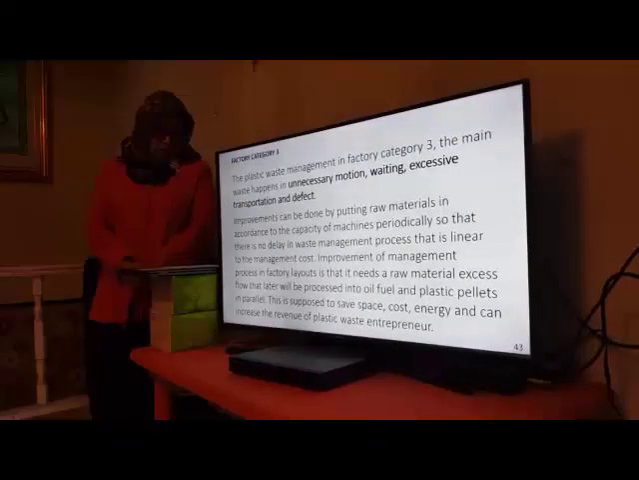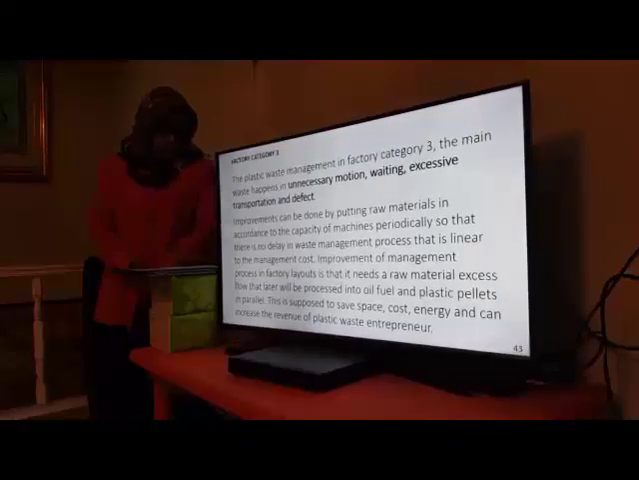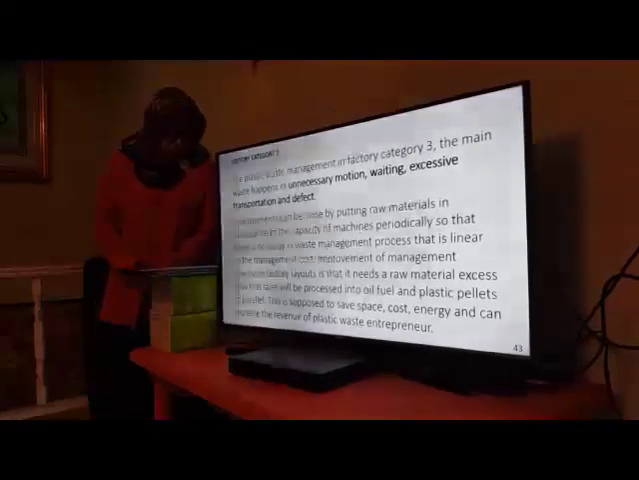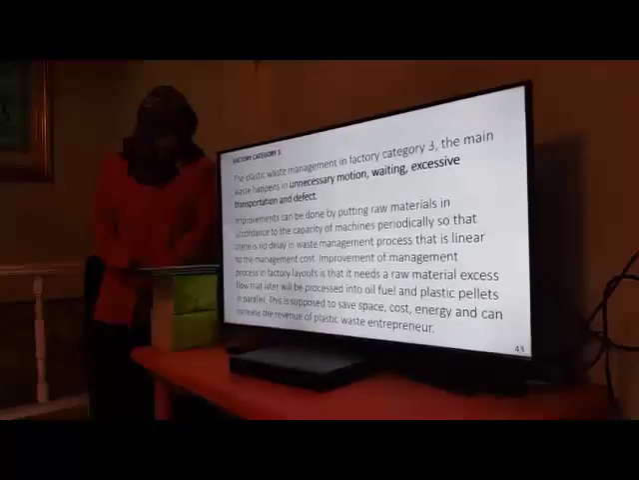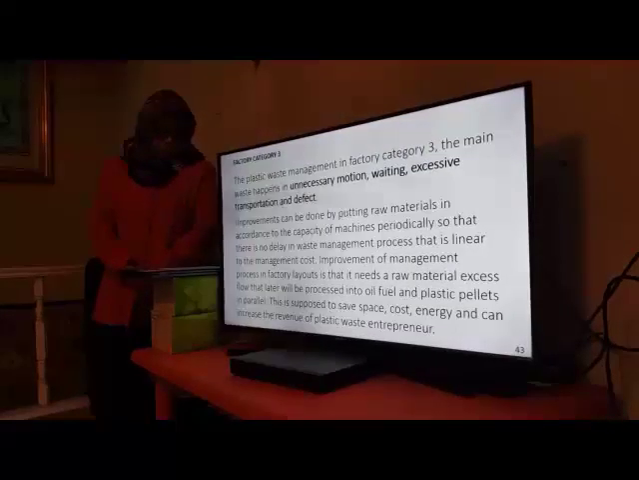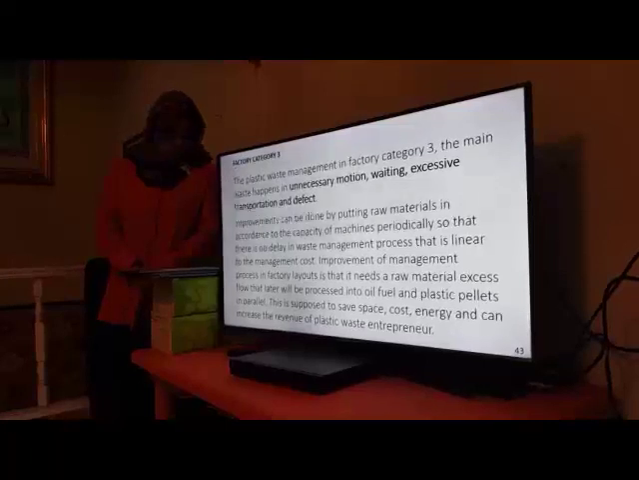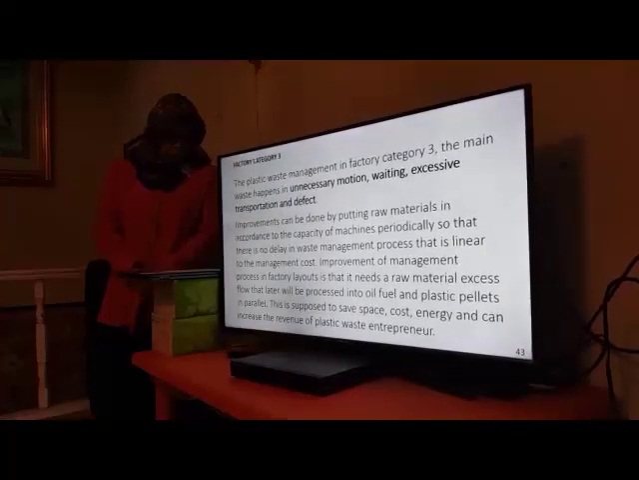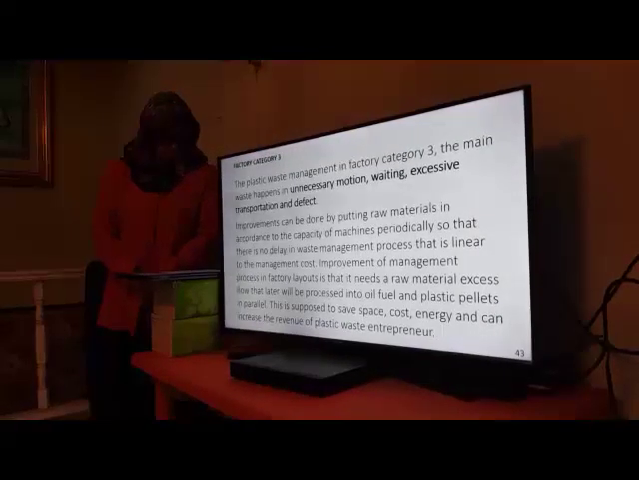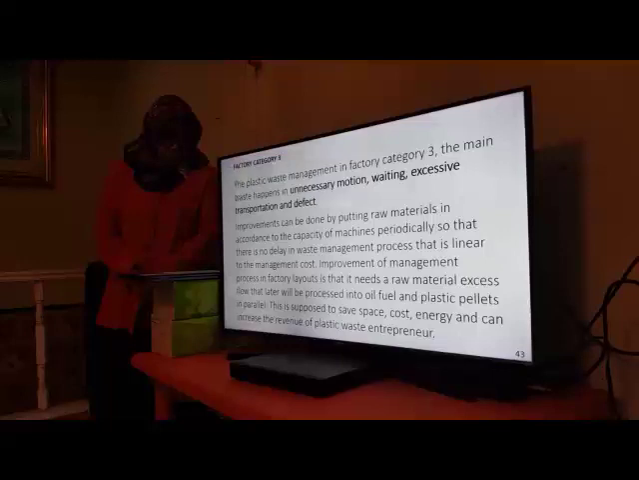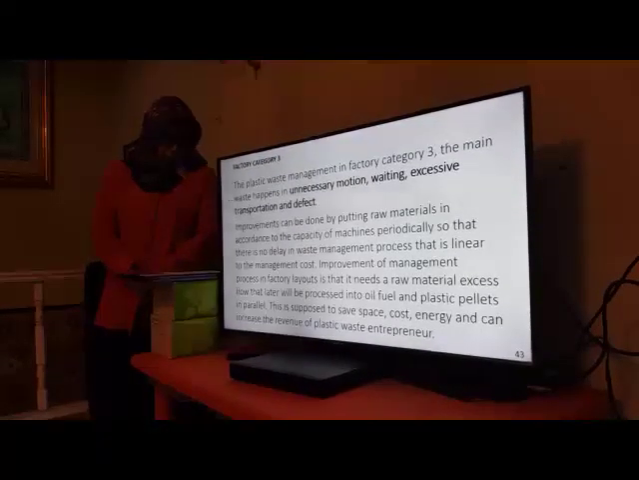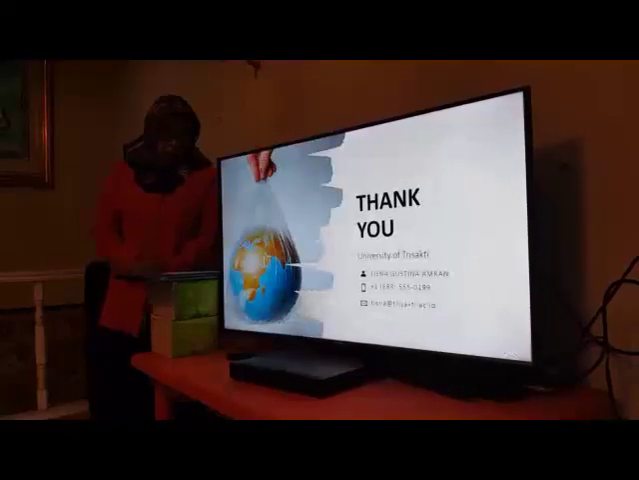For category 3, the wastes are unnecessary motion, waiting, excessive processing, and defect. Improvement can be done by putting raw materials in accordance with the capacity of the machine periodically, so that there is no delay in the waste management process, which is linear to the management cost. The factory layout also needs improvement for raw material access. It is supposed to save space, cost, and energy, and increase the revenue of plastic waste entrepreneurs.